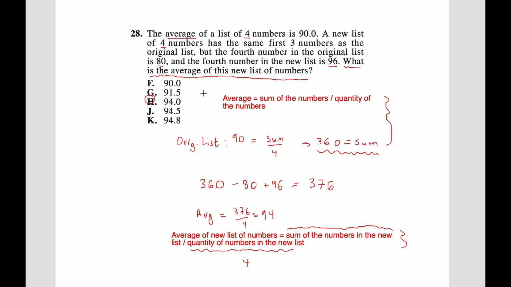Let's look at a couple of the wrong answers now. Answer choice F of 90 is the average of the original list of numbers, so that could reflect the mistake of assuming that it's just going to stay the same. And then answer choice G of 91.5 could reflect a mistake in assuming that each of the numbers in the original list was 90 and that we were going to swap out one of those 90s with a 96 instead of an 80 with a 96, because if we were to do that and then find the new average, that would lead to 91.5. And then for answer choices J and K, I'm not entirely sure what those were anticipating on this one.